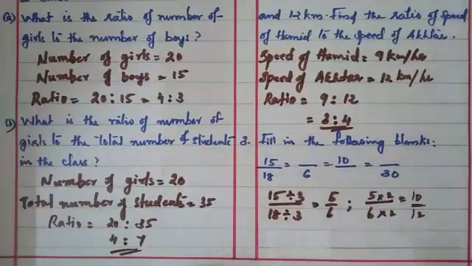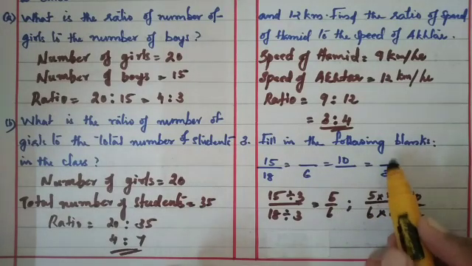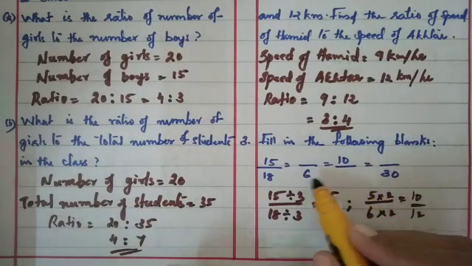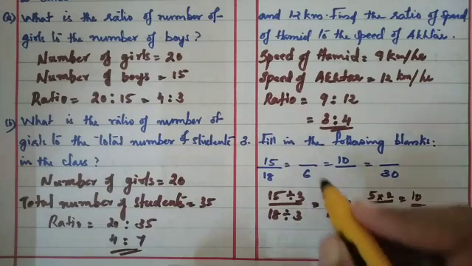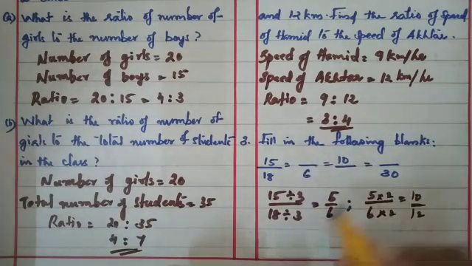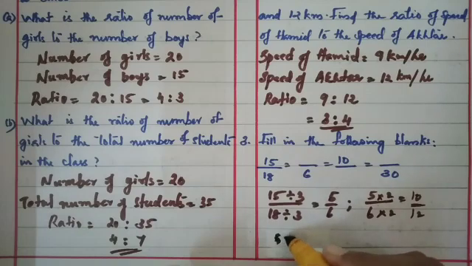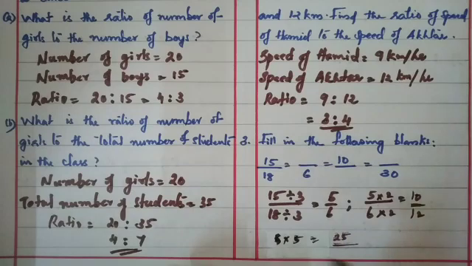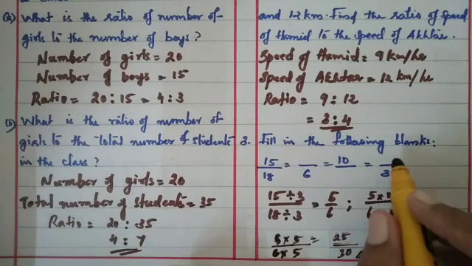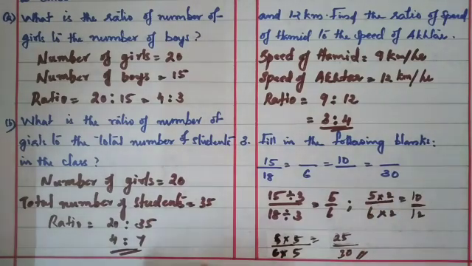5 2s are 10, 6 2s are 12. Next you have to find out the last one. Here 6 5 times is 30. Here also 5 5 times is 25. 5 multiplied by 5 equals 25, 6 multiplied by 5 equals 30. 25 by 30 is in the last blank.